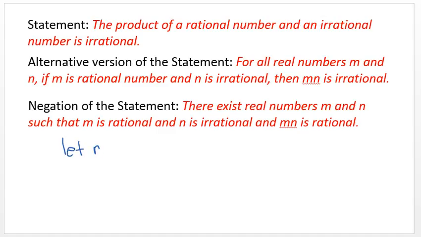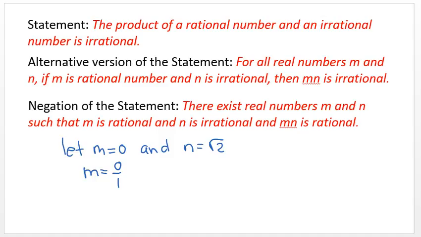Okay, so for this, let m equal 0 and n equal anything that's irrational, say the square root of 2. m is a rational number because m equals 0 over 1. In other words, you can express 0 as a ratio of integers where the bottom is non-zero. And n is irrational. We showed that the square root of any number other than perfect squares is irrational.